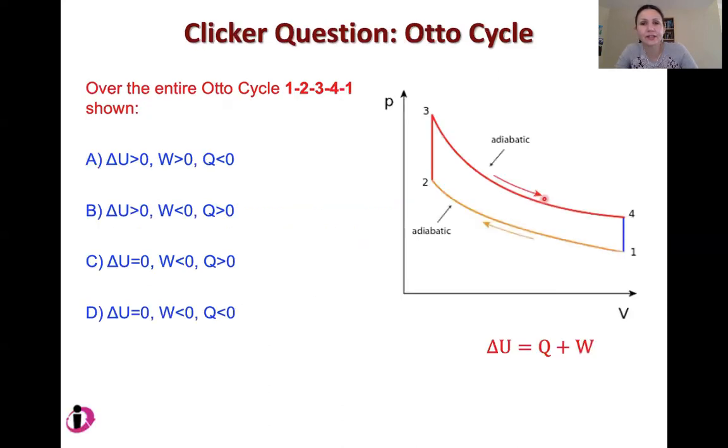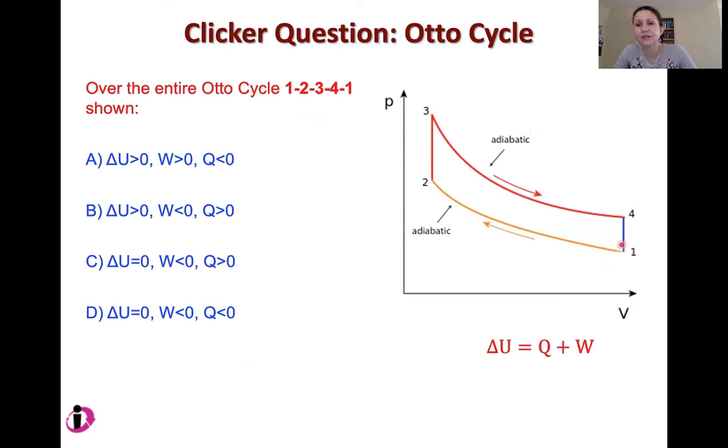Okay, so let's look at an example of a cycle. This is known as an Otto cycle, and I'll tell you next what this Otto cycle represents. But let's just think about it theoretically. So here's a cycle. Let's say we start at 1, then we go to 2, 3, 4, and back to 1. So again, it's a closed loop here. So looking at this, can you answer what is true about the entire cycle?